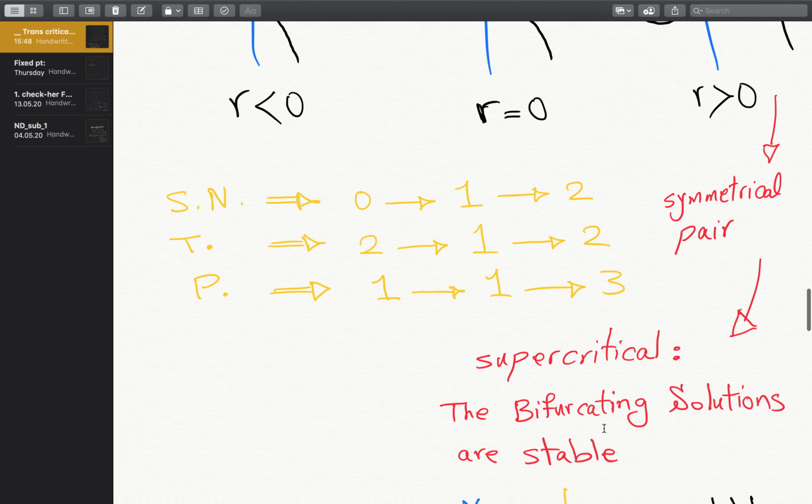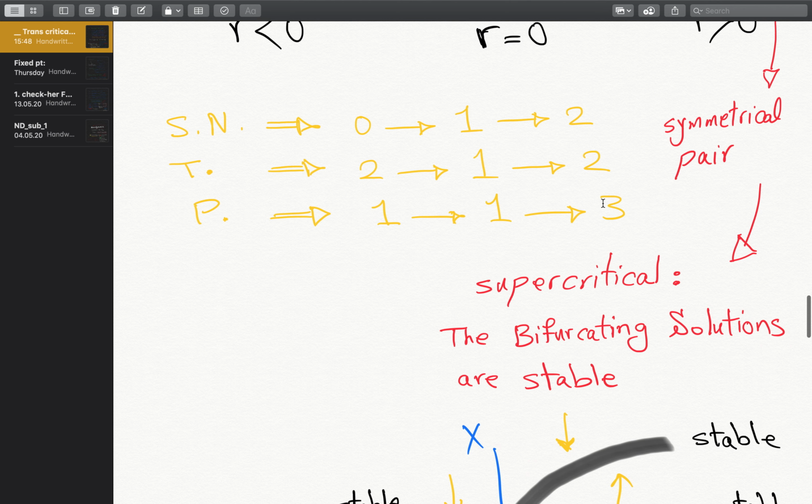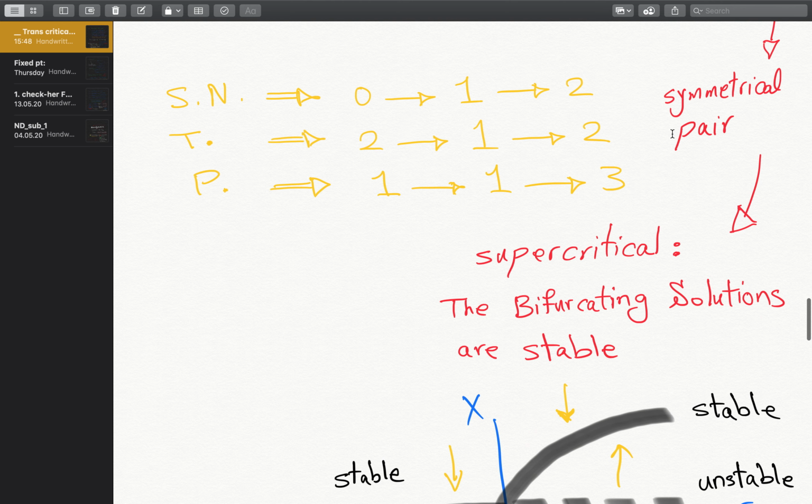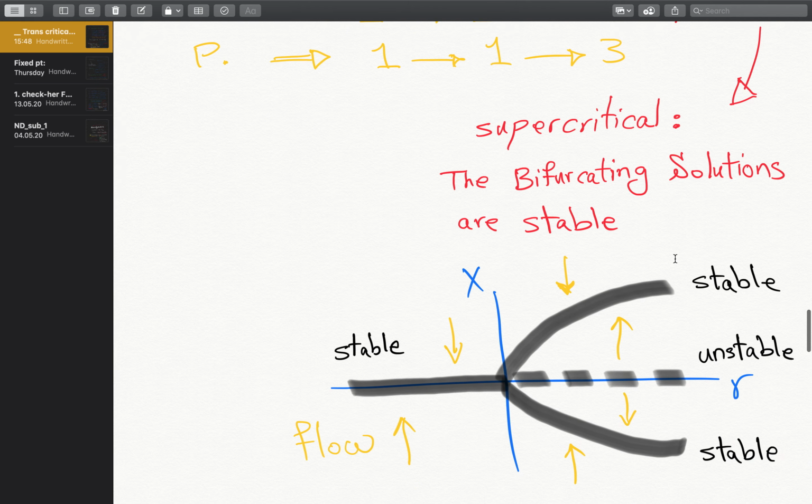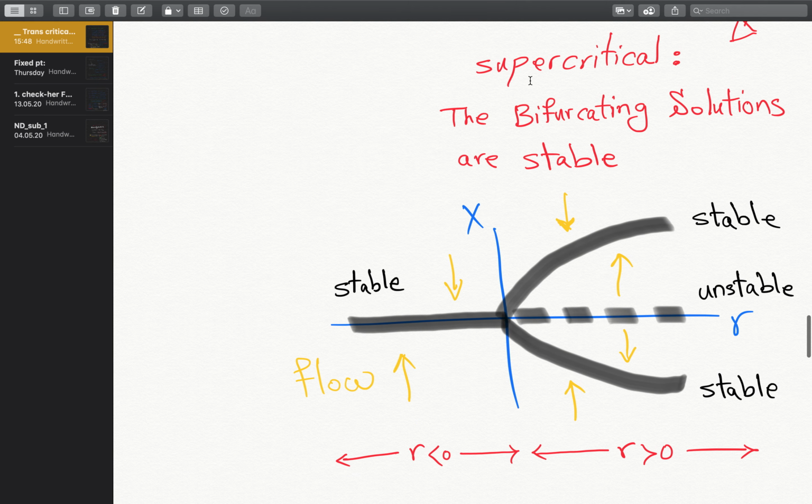This is an interesting situation, and this type is going to be called supercritical. This supercritical actually means that the bifurcation solutions are stable.